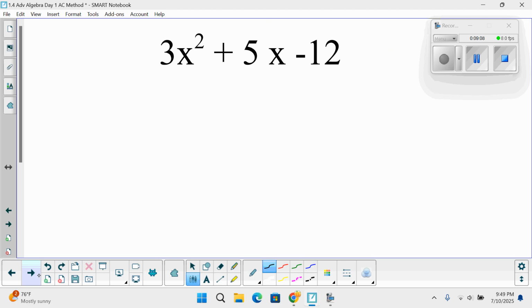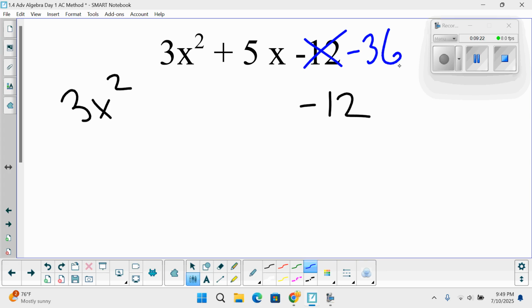Last one of the day. Can you graduate the lesson? I'm not seeing any common monomials, so let's just put our 3x squared there with our negative 12 there, multiplying a times c, that's why it's called the AC method, to get negative 36. Can you think of our numbers that multiply to negative 36 that add up to 5? I think we should go positive 9 and negative 4.